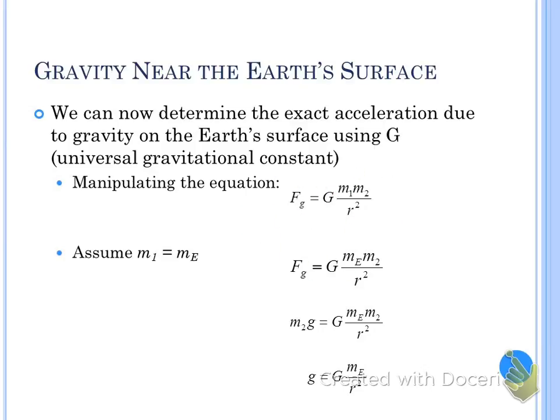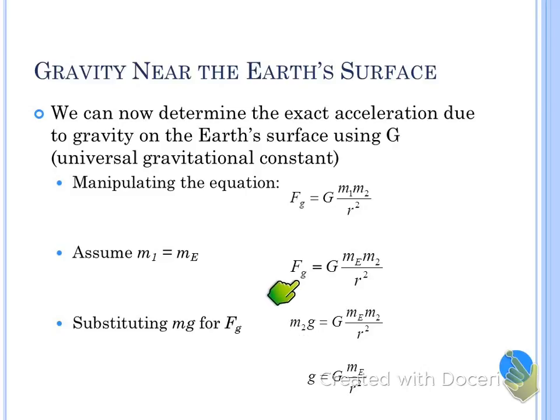When we're looking at this, we're going to assume that the mass of one of the objects is the mass of the Earth. So we're going to plug in the mass of the Earth instead of m1, because we're always going to look at the acceleration due to gravity between an object and the Earth. We're going to substitute mg in for the force due to gravity, the mass of the object times the acceleration due to gravity. Does that make sense so far?